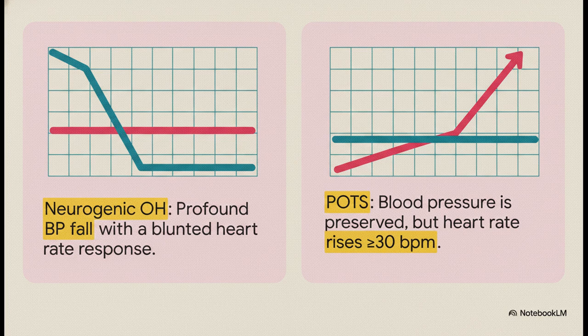With neurogenic OH, you see this profound fall in blood pressure, but the heart rate, it just doesn't respond. It stays flat. With POTS, it's the complete opposite story. The blood pressure is largely preserved, but the heart rate just skyrockets by 30 beats per minute or even more. You see? That heart rate response is the crucial clue.